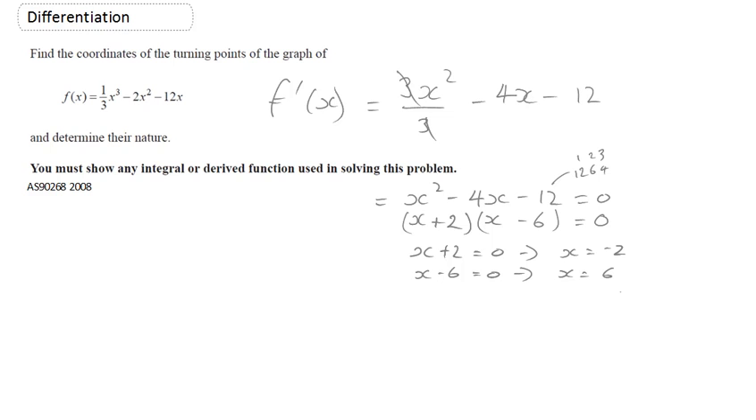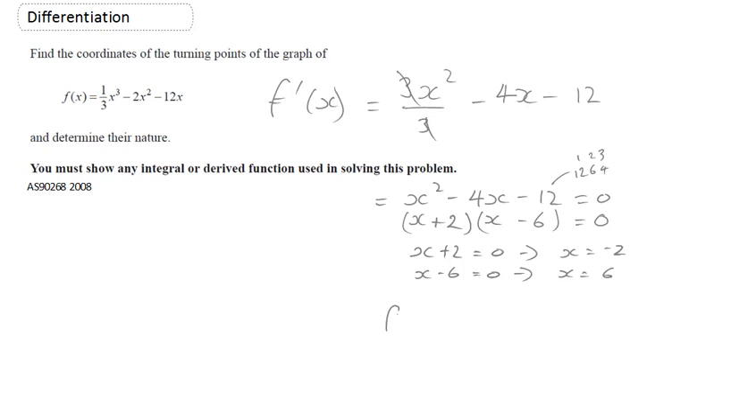Now to work out my y coordinates, I need to substitute these values, my x's, back into my original equation. So I'm going to cheat, because the calculator does this so much better than I can, and I'm in the table function, and I'm going to type in the equation. So that is 1/3 x cubed minus 2x squared minus 12x. So that's in there. I draw the table and I type in minus 2, and minus 2 gives me a y value.